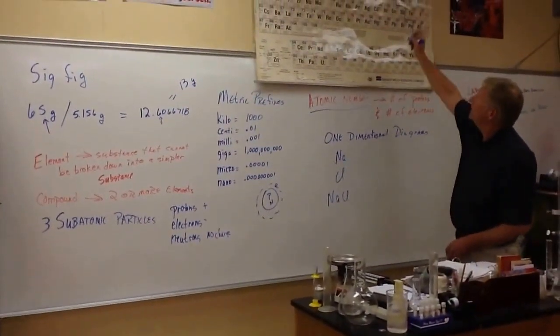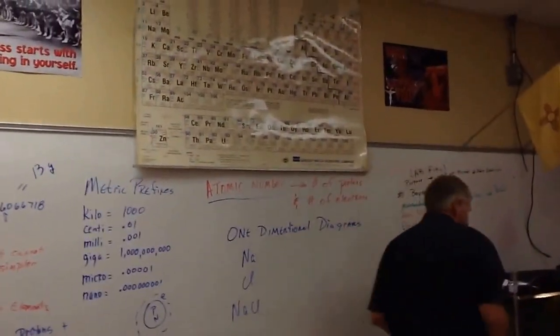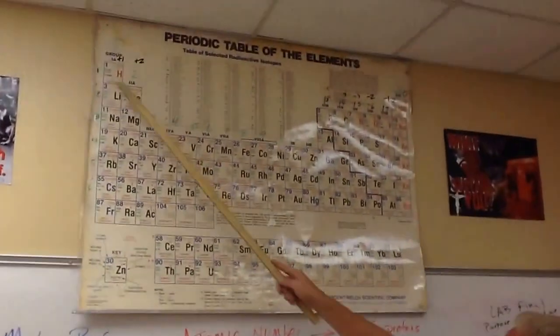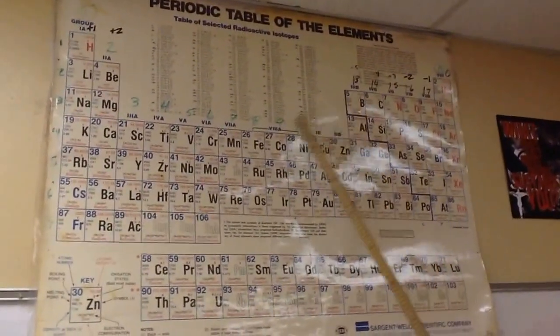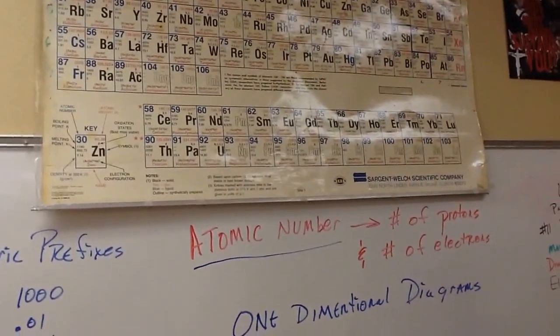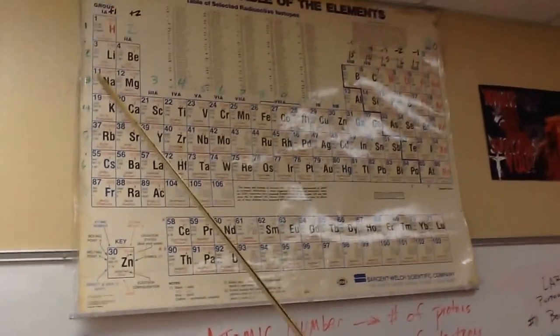When we look at this particular periodic table, let me grab my meter stick here. The atomic number here is the number in the upper left-hand corner. Now, not every periodic table has that, but that's the atomic number. The atomic number tells us the number of protons and the number of electrons. So when I look at sodium, for example, the atomic number is 11.